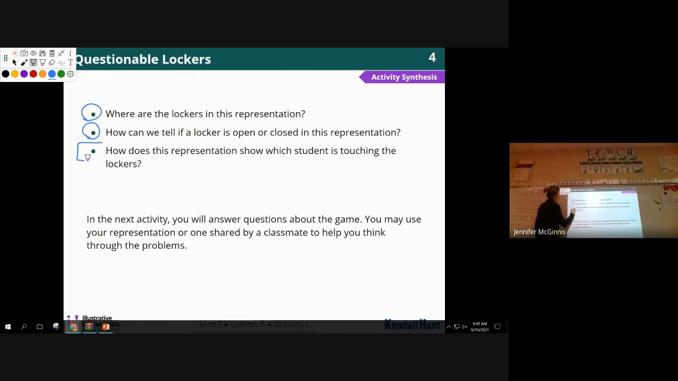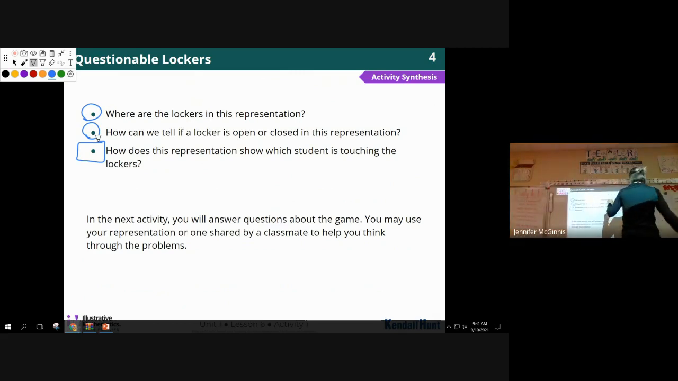Here's the piece that we're missing. How does your representation show which student is touching the lockers? Sean? Somebody's opening the locker, and somebody's closing the locker. Correct. How are you going to put that in your representation? You are on the right track.